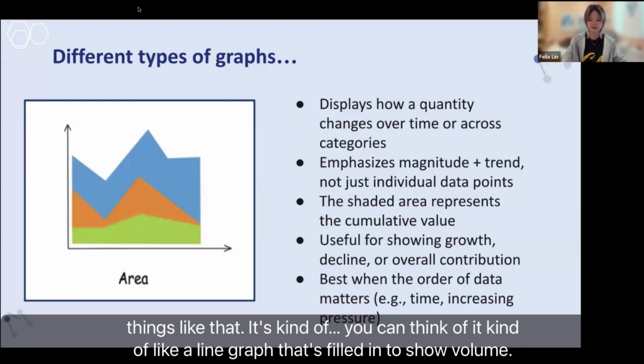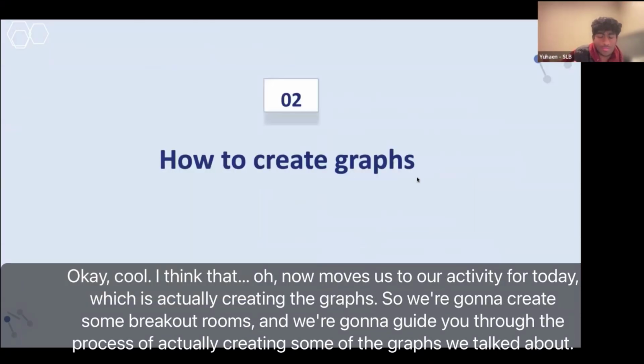Okay, cool. I think that now moves us to our activity for today, which is actually creating the graphs. So we're going to create some breakout rooms and we're going to guide you through the process of actually creating some of the graphs we talked about.